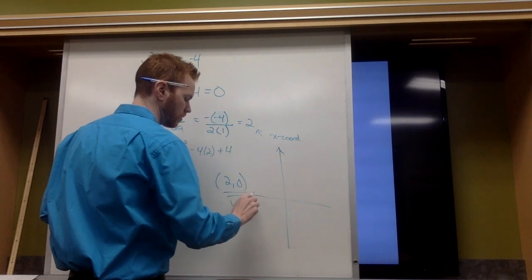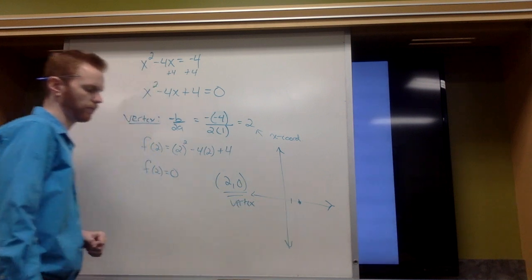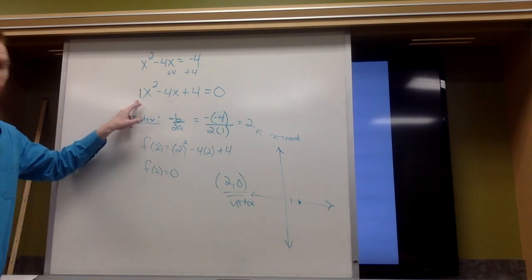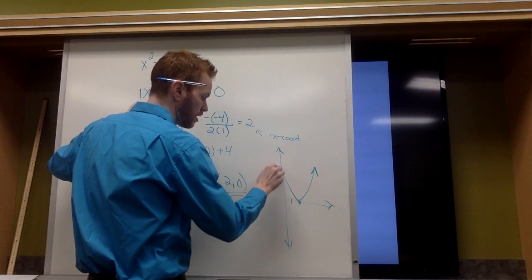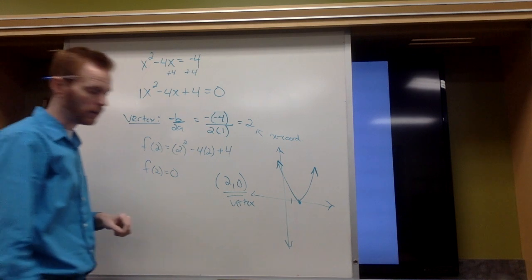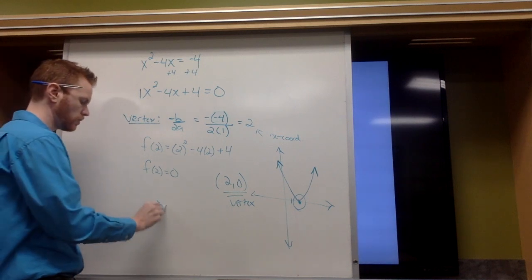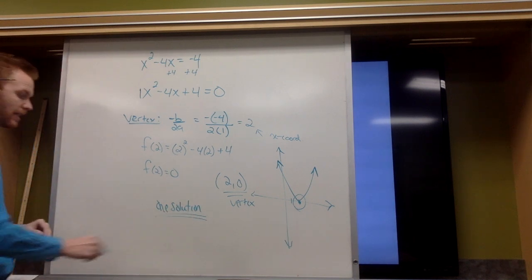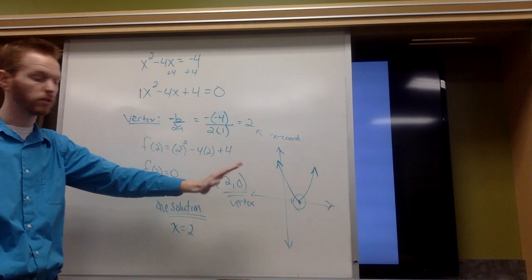So if I were to graph this, we'll go over 2, up 0. There's where it's located. Because this is a positive 1, I know that it's going to open up like this. Going back to the previous slide, I can tell that it has one solution. One solution because the vertex is resting on the x-axis, and that solution is when x is 2. When x is 2, you get your y output, which is 0.